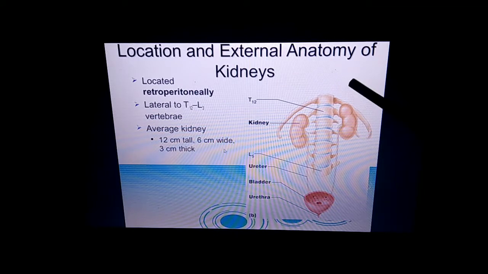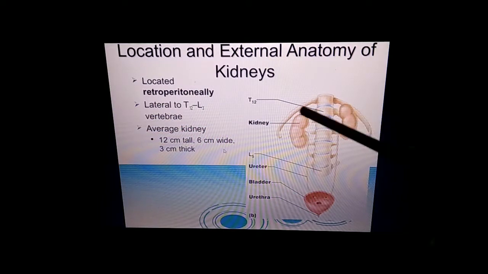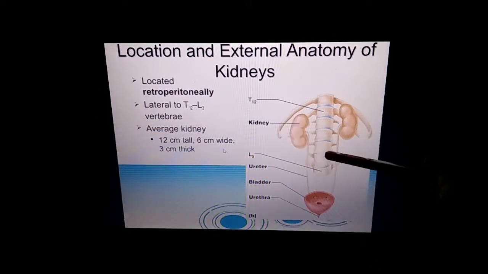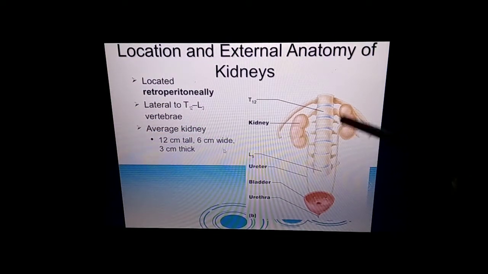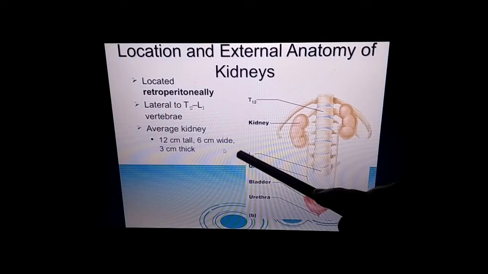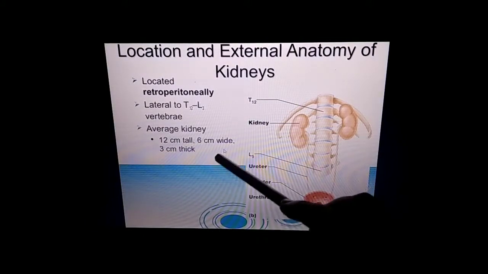Location and external anatomy of kidneys. The kidneys are located retroperitoneally. They lie at the level of thoracic 12 till lumbar 3, that is thoracic 12, lumbar 1, 2, 3. The average kidney length is 12 cm, width is 6 cm and thickness is 3 cm.